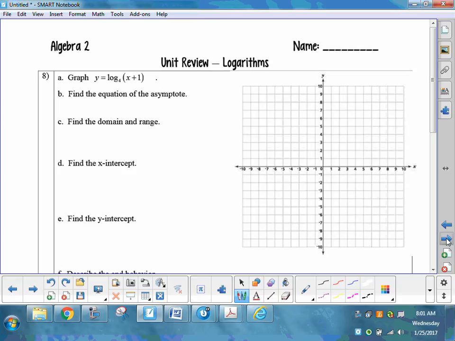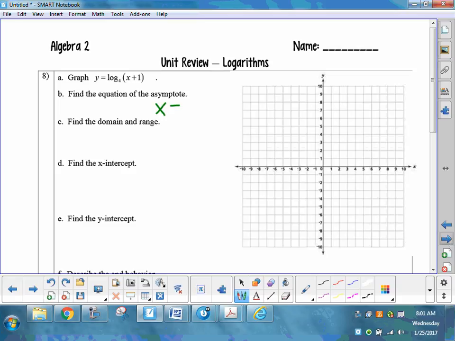Right? All right. Who can tell me, please, what's the equation of an asymptote for this? You're looking at the graph right now, aren't you? What's the equation of the asymptote of this graph? Hands up, please. Jonathan? X is equal to -1.